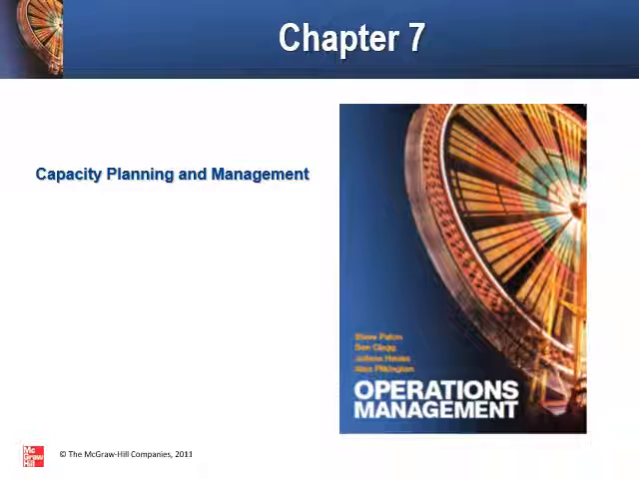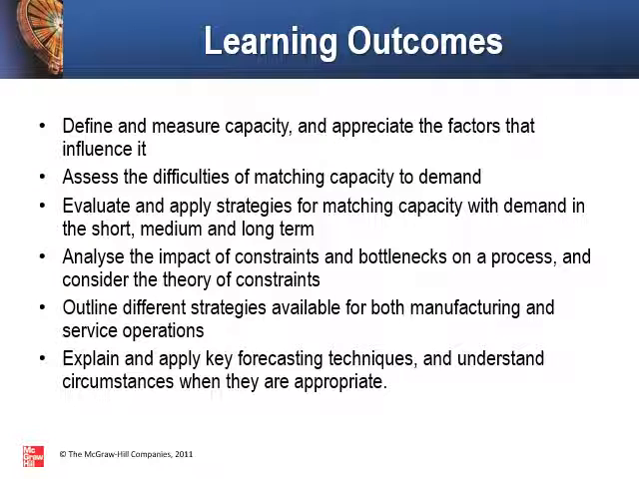Chapter 7 is about capacity planning and management. Upon successful completion, students will be able to define and measure capacity and appreciate the factors that influence it, assess the difficulties of matching capacity to demand, evaluate and apply strategies for matching capacity with demand in the short, medium, and long term.